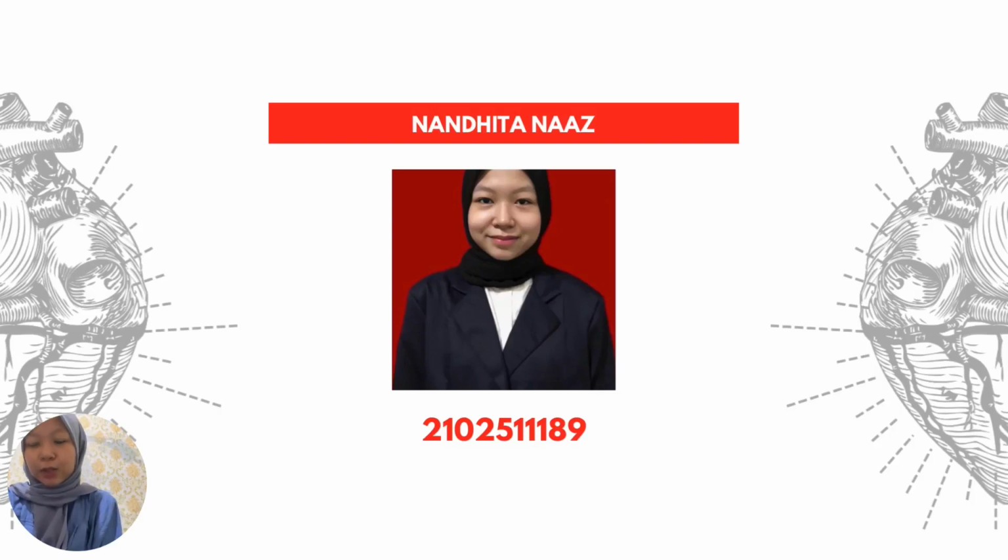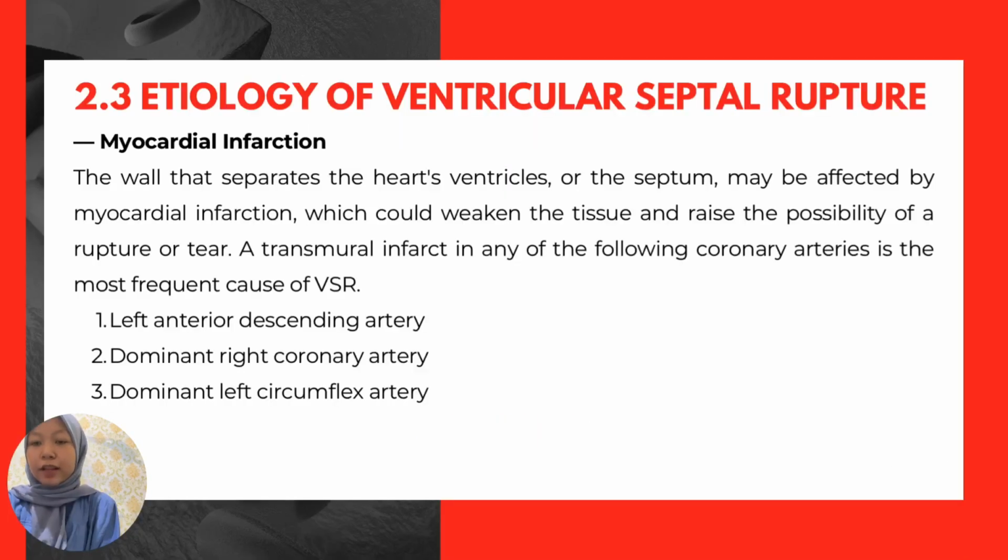And now I will explain about the etiology of ventricular septal rupture or VSR. One of the most common etiologies of VSR is myocardial infarction, usually known as a heart attack. The wall that separates the heart's ventricles, the septum, may be affected by myocardial infarction, which could weaken the tissue and raise the possibility of a rupture or tear.